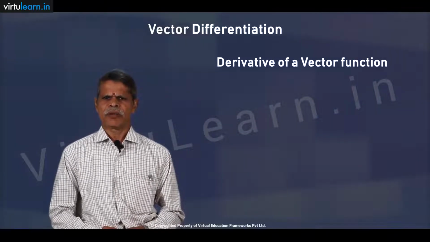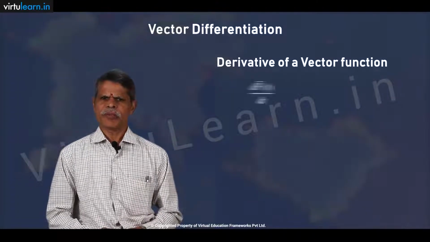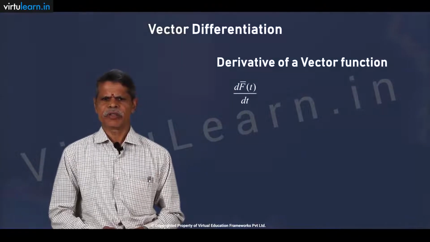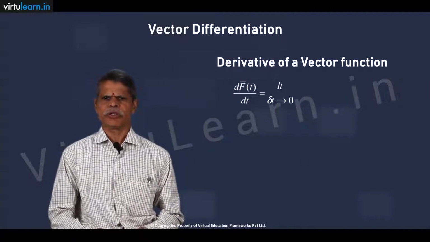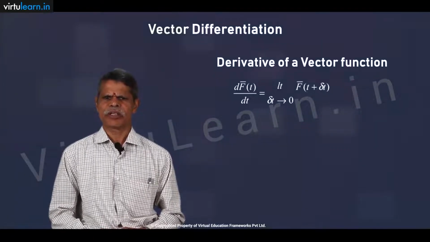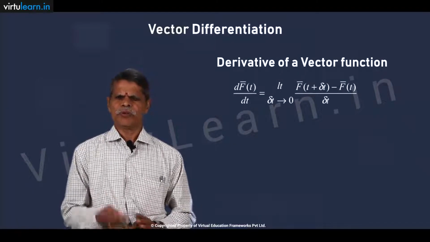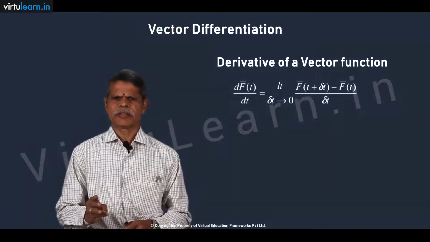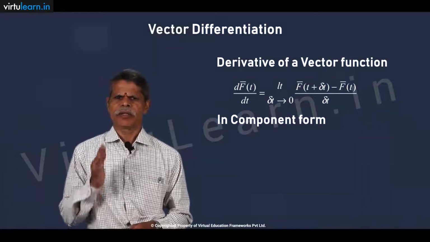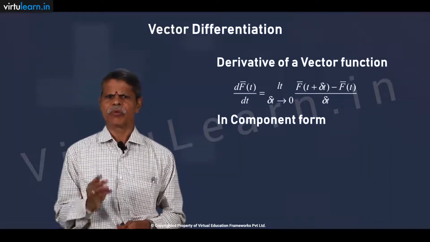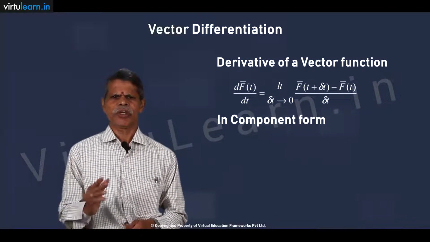Using the fundamental principles of calculus, we can expect d by dt of f bar of t, that is the derivative of the function, is equal to the limit as delta t tends to 0 of f bar of t plus delta t minus f bar t, divided by delta t. But we know that vectors can always be expressed in component form. If you have a vector in a two-dimensional plane, it will have two components. If a vector is considered in space, it will have three components.